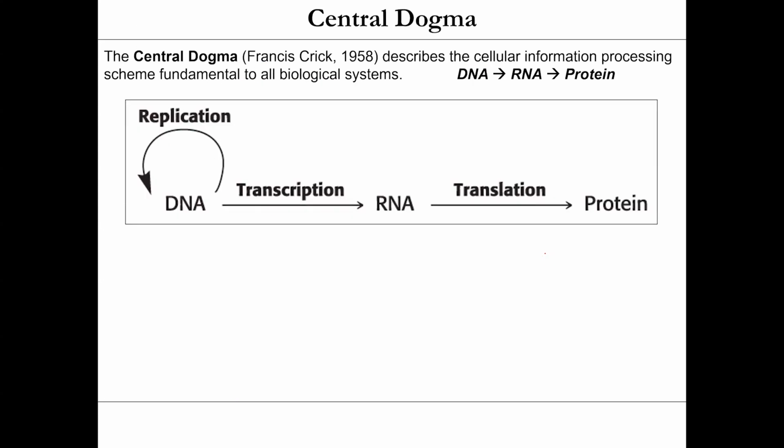So another topic I want to touch on is the central dogma of biology. This is critically important for understanding how biological systems work. The central dogma was first proposed by Francis Crick, who was one of the four co-discoverers of the structure of the DNA double helix. It was first proposed in 1958, and it describes a cellular information processing scheme that's fundamental to all biological systems.